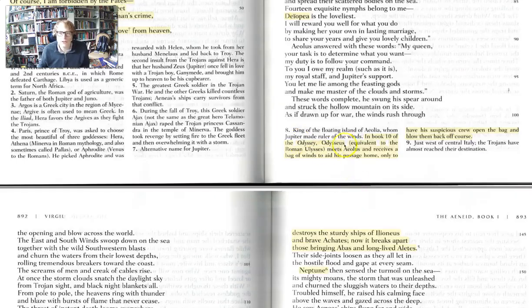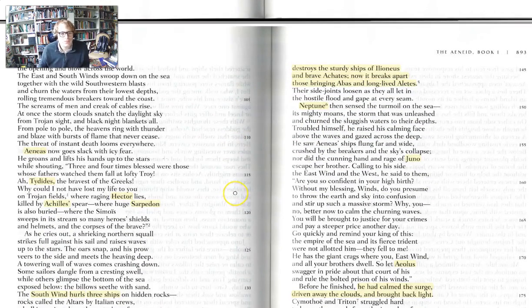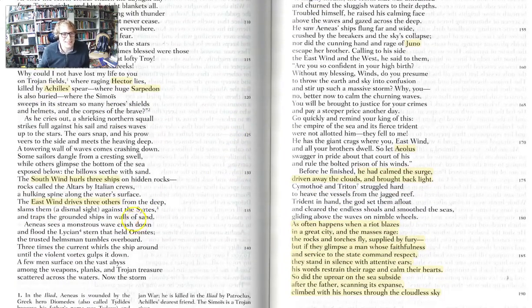Oh, and here in the note too, book 10 of the Odyssey was where we saw Odysseus, equivalent of the Roman Ulysses, meet Aeolus. So we've seen him before, right? Anyway, so here's the winds. Let's jump on down.